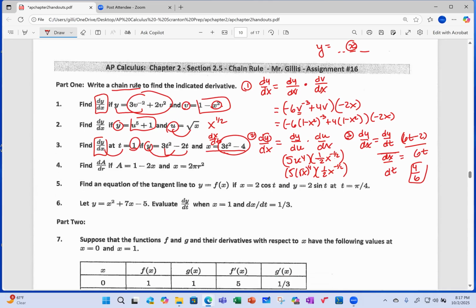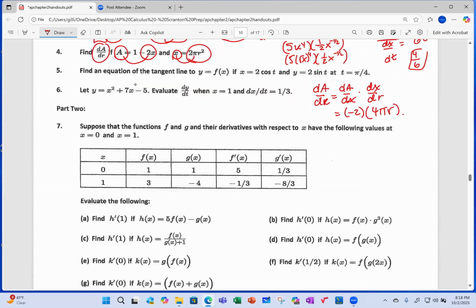The next one, I want dA/dr, so I'm going to write down dA/dr equals the derivative of A with respect to x times the derivative of x with respect to r. I could think of those as canceling out. So this part right here would make that a negative 2, and this part here would make that 4 pi r. Here's my answer.